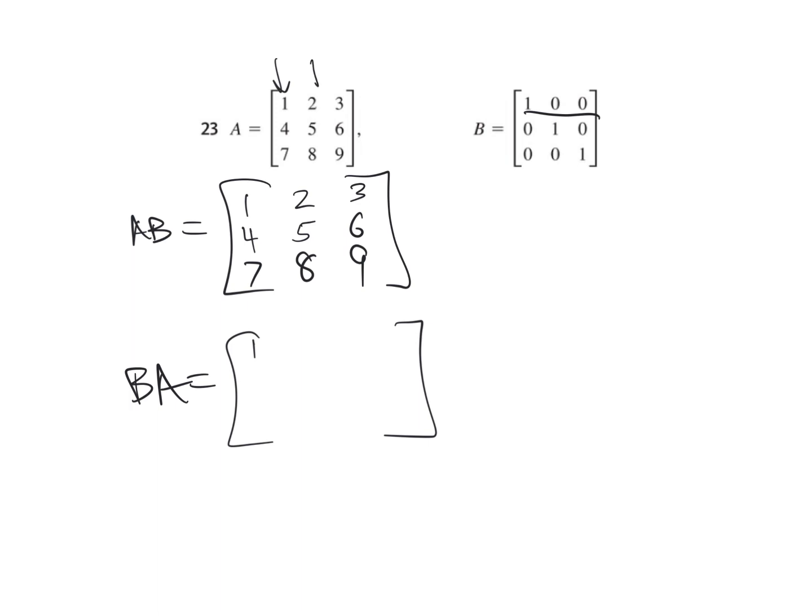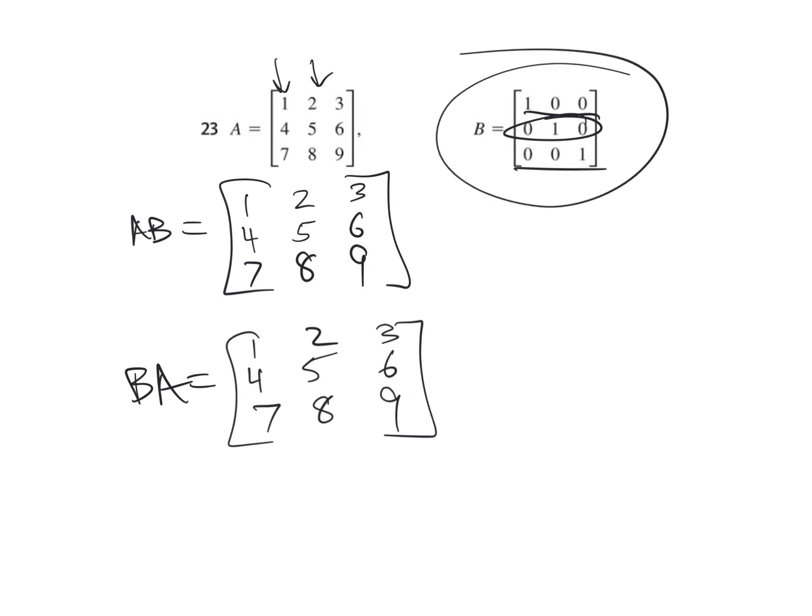Then the second row, column here, so that's 2 plus 0, and then 3 plus 0. And then we do the second row times the first column. So 0 plus 4 plus 0 is 4. 0 plus 5 plus 0 is 5. 0 plus 6 plus 0 is 6. And then we do the third row times each column. 0 plus 0 plus 7. 0 plus 0 plus 8. 0 plus 0 plus 9.